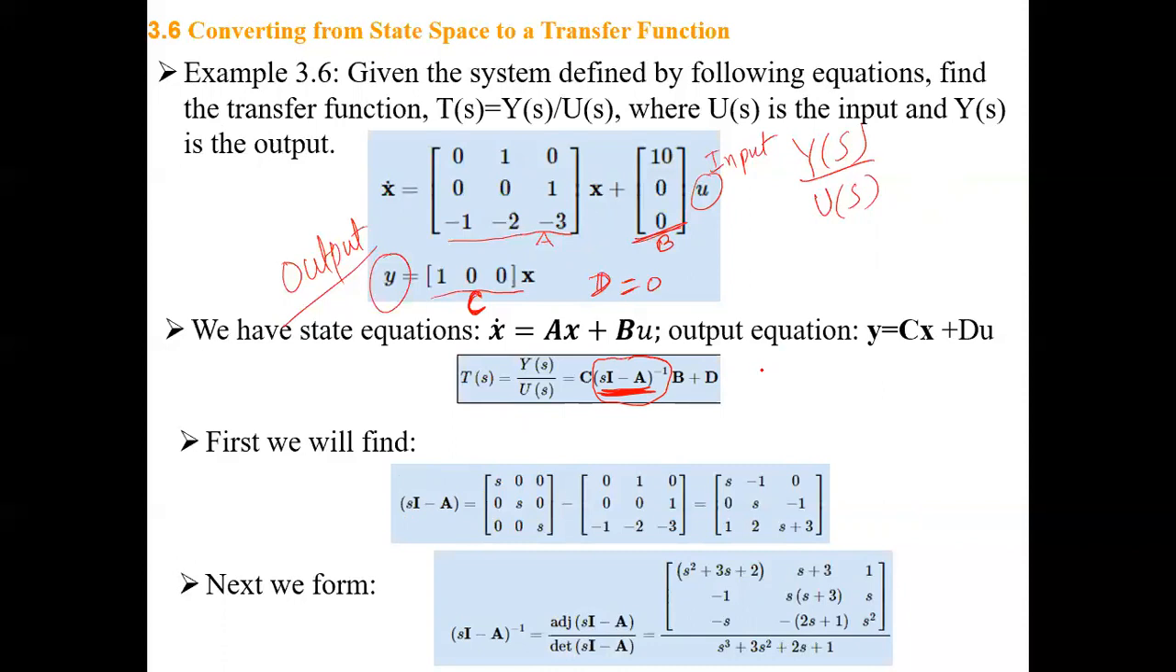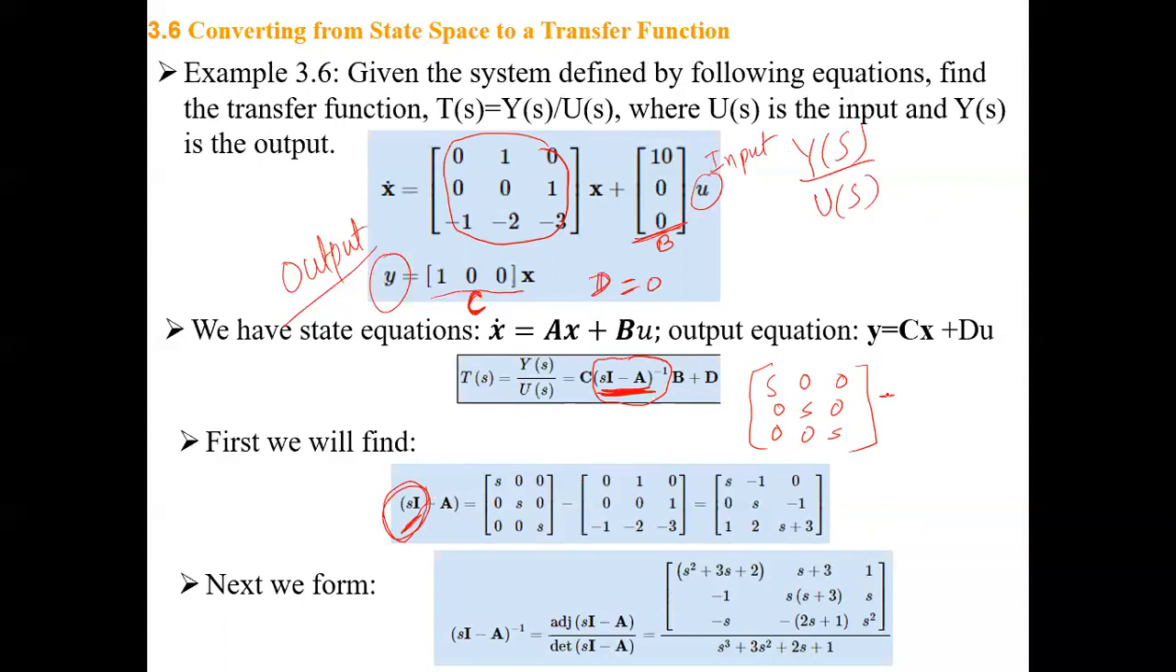sI. What is your sI? A is 3 by 3, right? This is your 3 by 3 matrix. This is your A. Since A is 3 by 3, you have to choose a 3 by 3 I. 1, 0, 0, 0, 1, 0, 0, 0, 1. But once you multiply this by s, what do you get? Everything else will be 0, and this guy becomes s, this guy becomes s, this guy becomes s. That's your sI. Our sI is done.